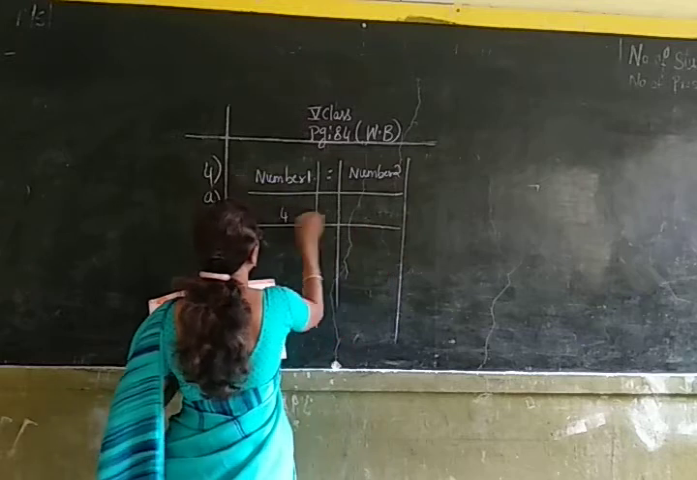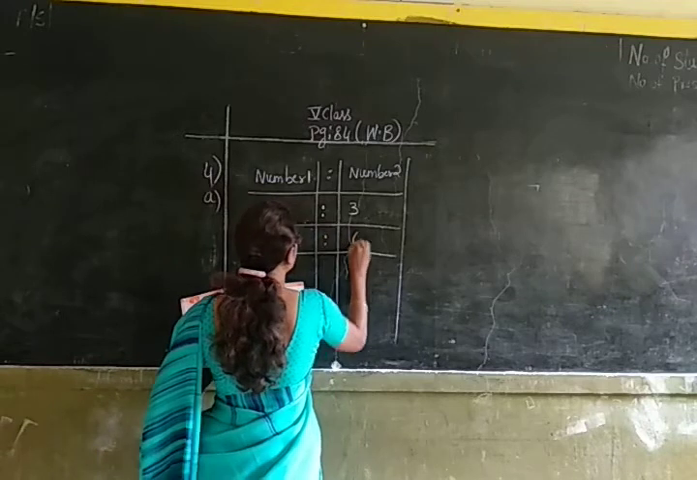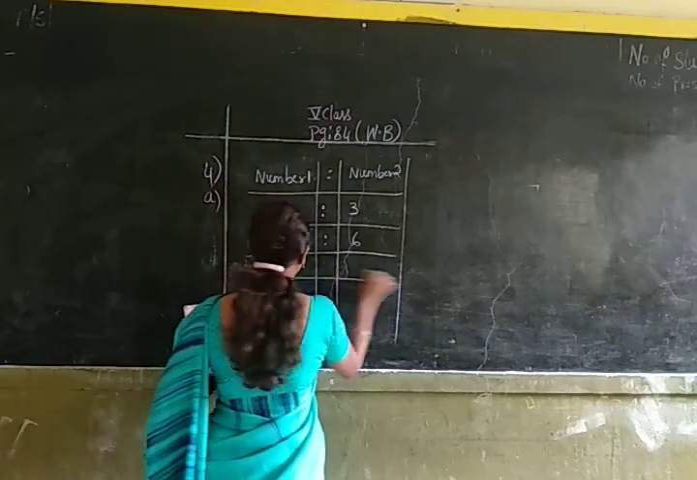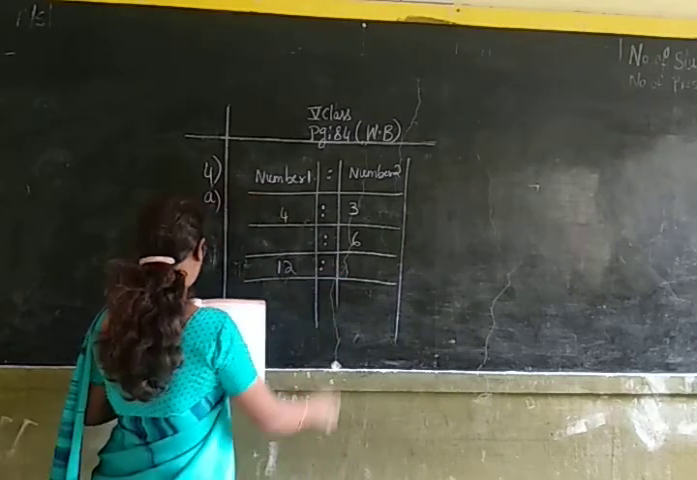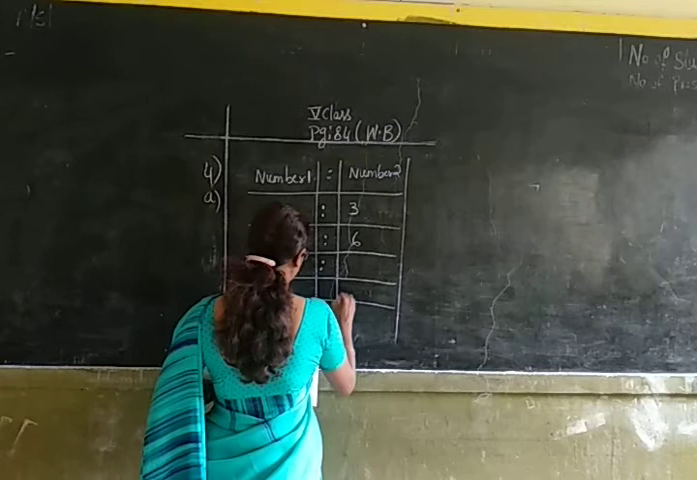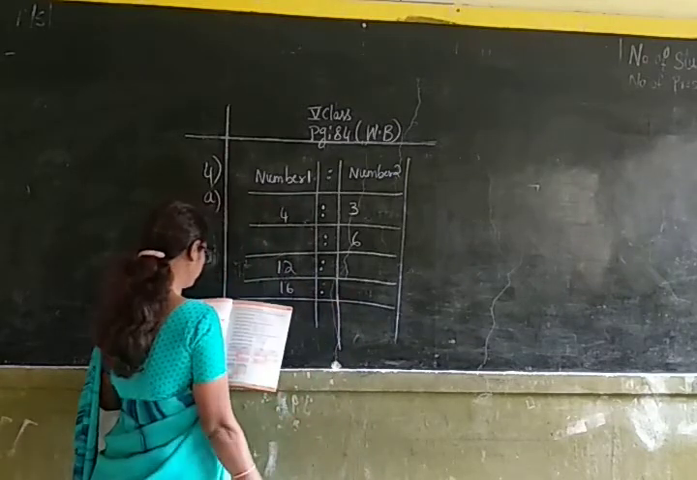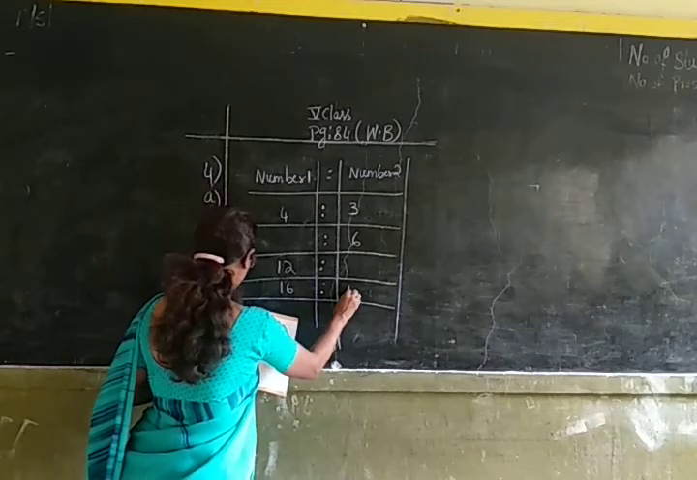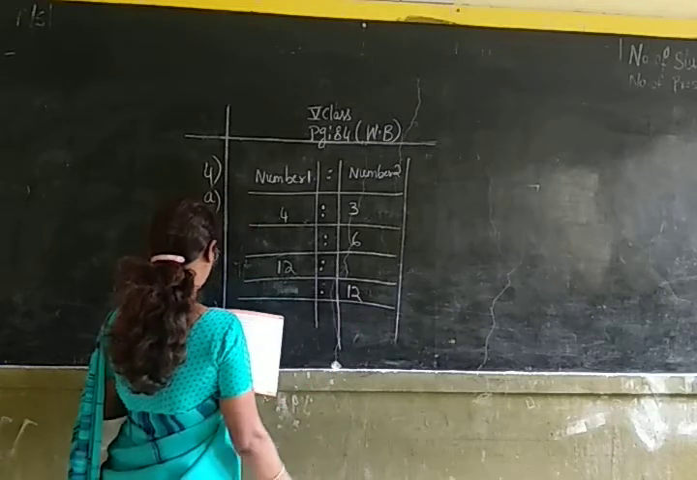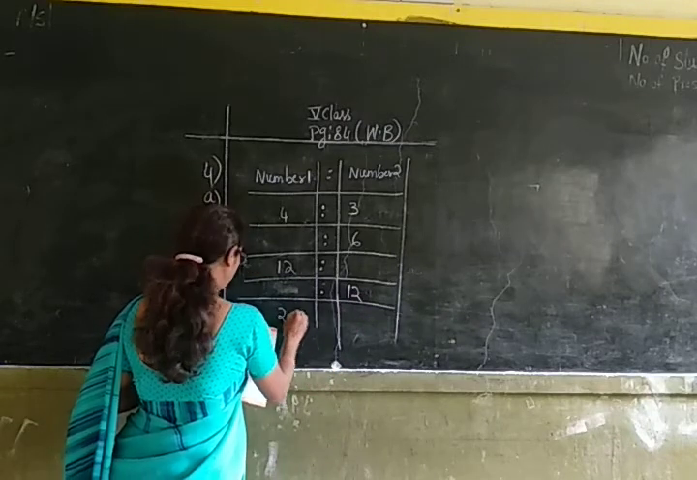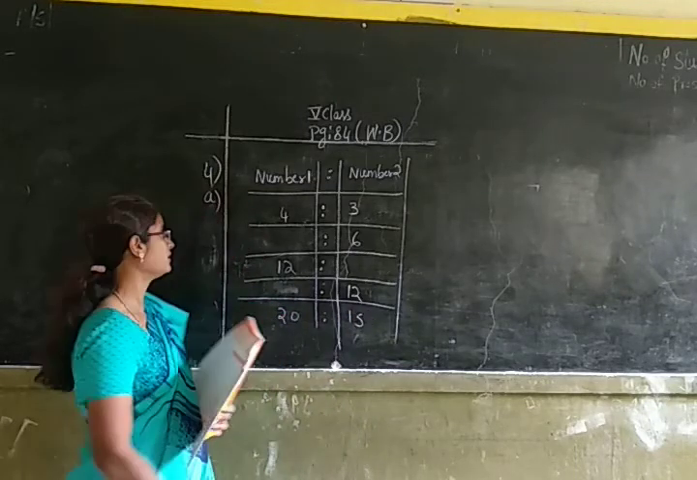In the first box 4:3 is given. In the second box only 6 is given. In the third box only number 1 is given and number 2 is not given. In the fourth box, both the numbers are given. Now we have to find out the missing numbers using the equivalent ratios.